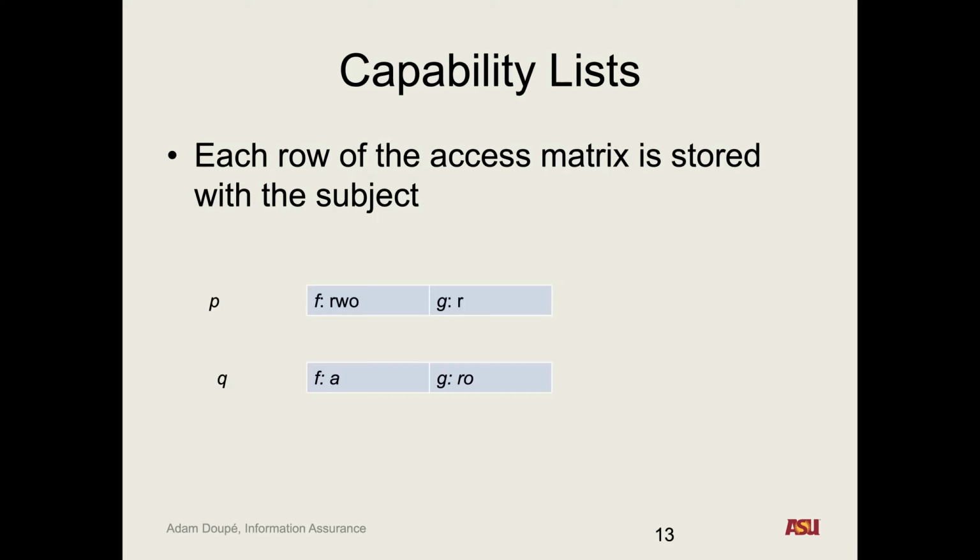So there's no perfect system, but in each of these systems, we can represent everything that the matrix can represent, right? Any possible access control system. We just do that in different ways that have different implementation trade-offs. So access control lists vertically, capability lists horizontally.